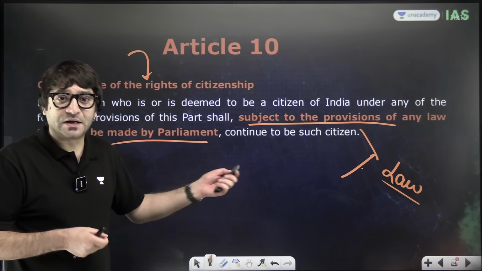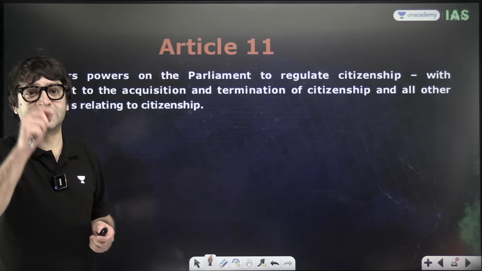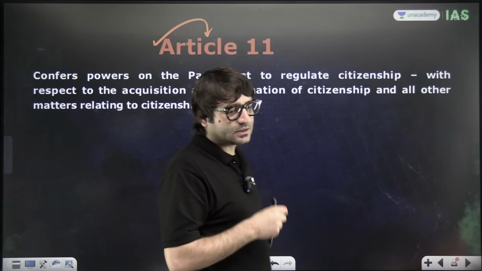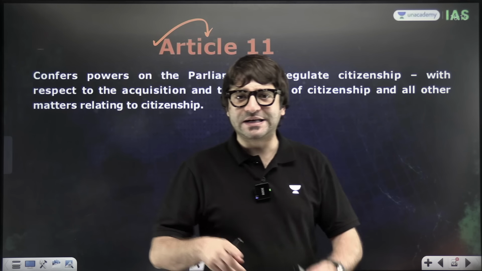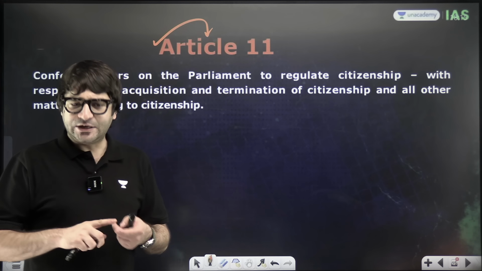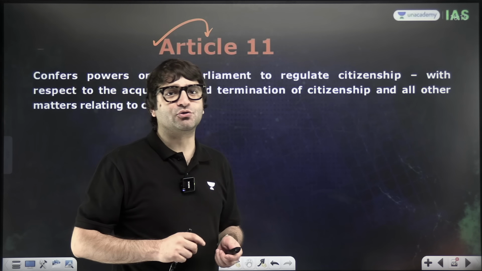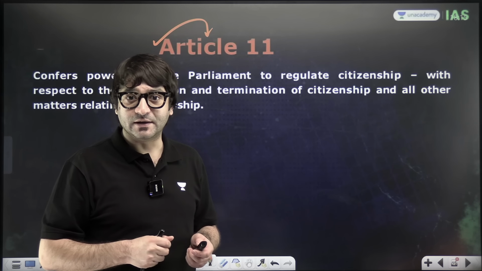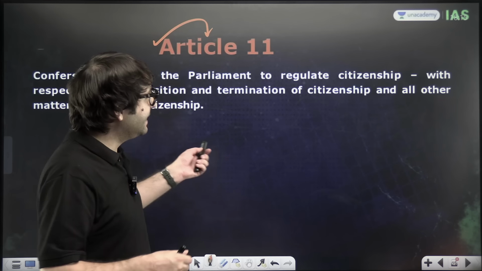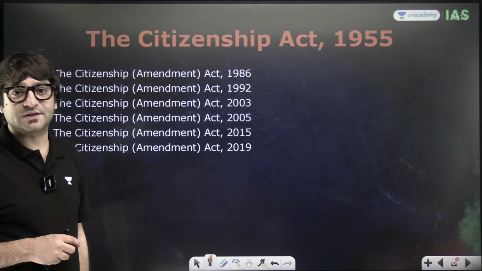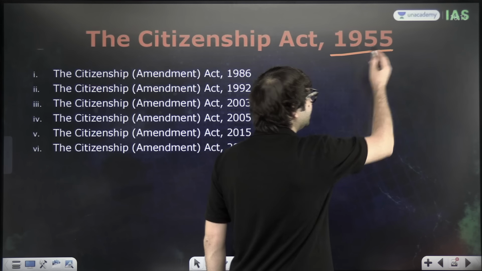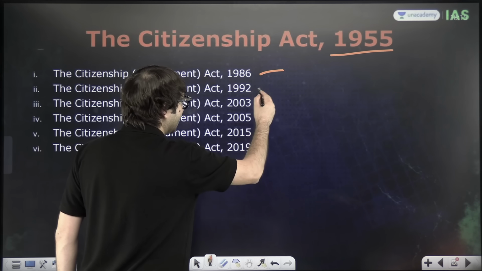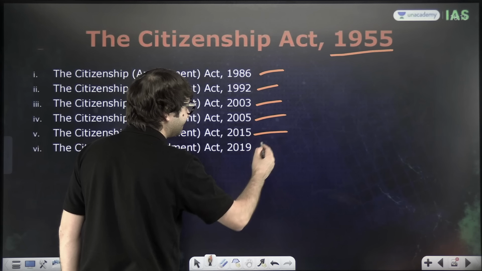And who has given Parliament this right to enact a law on citizenship? Constitution under Article 11. Under Article 11, Constitution has given Parliament an unfettered power that you can regulate all matters related to citizenship. Who can become the citizen of India? Who cannot become the citizen of India? How can you lose Indian citizenship? And that is how Indian Parliament enacted the Citizenship Act of 1955, which has been amended multiple times. For example, in 86, 92, 2003, 2005, 2015, 2019.